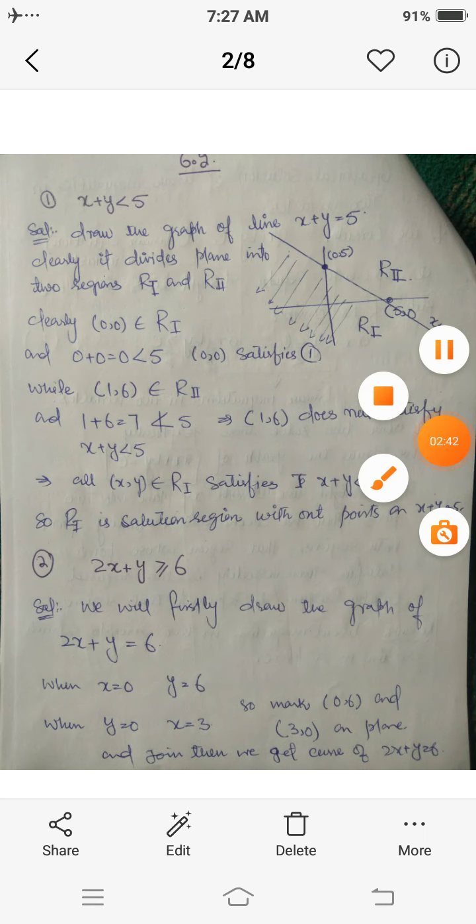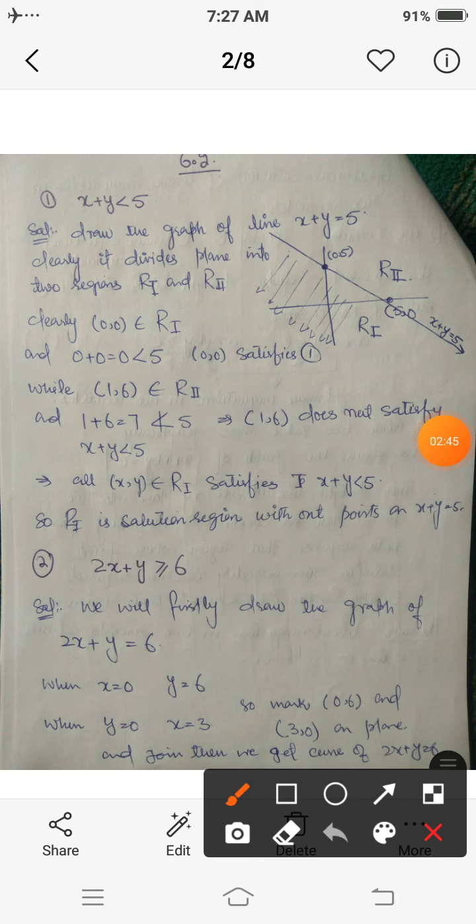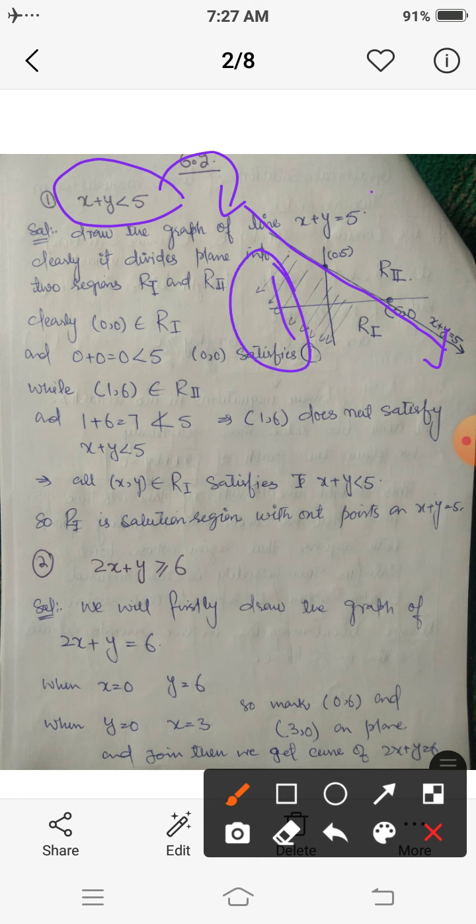Let me consider an example in this regard. If we have x plus y less than 5, here we have a strict inequality. Firstly we should draw the graph of x plus y equals 5. How to draw the graph of this linear equation? You studied this in class 10th. This is the graph of x plus y equals 5. Now this straight line divides the plane into two parts, part 1 or region R1, and part 2, region R2.